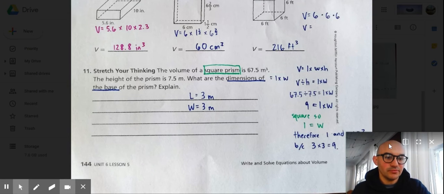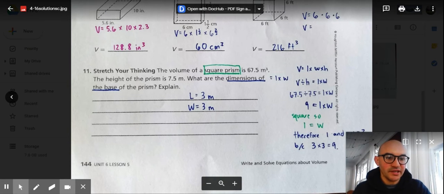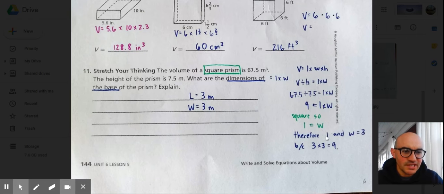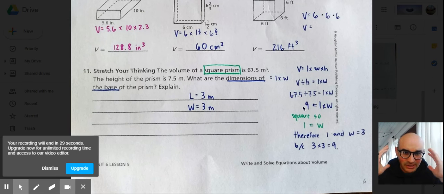Therefore, length and width are the same, and I know that length and width have to multiply together to get 9, so I have to use my knowledge about numbers and think carefully. What two numbers, or what one number multiplied by itself equals 9? The only number that fits there is 3. So the length and the width are 3. Okay, and that's my explanation there. I'll just leave it there for now.